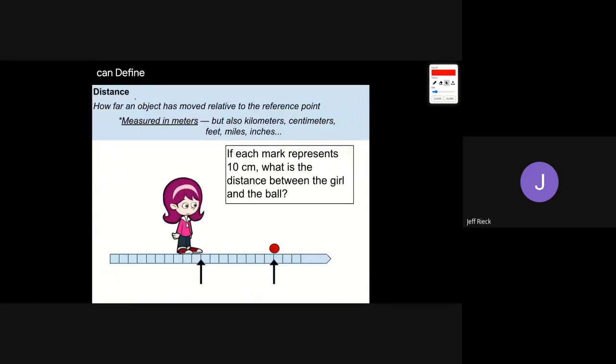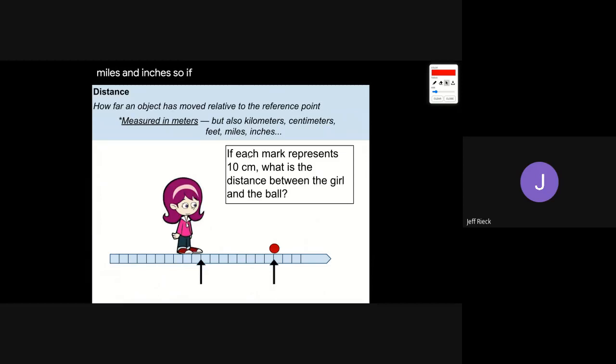And we can define distance. This is going to be how far an object has moved relative to the reference point. Typically, we measure distance in meters, but there are a lot of other different types of units, such as kilometers, centimeters, feet, miles, and inches.